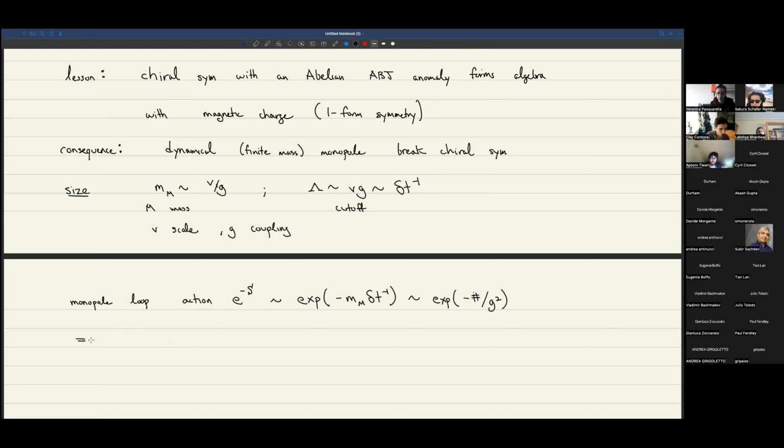And so what we learned is that loops of monopoles will violate this chiral symmetry non-perturbatively.